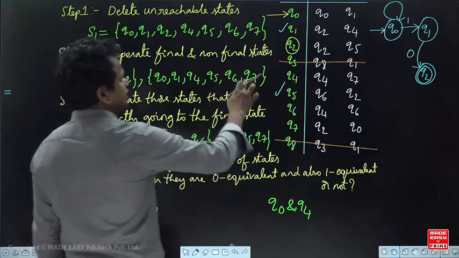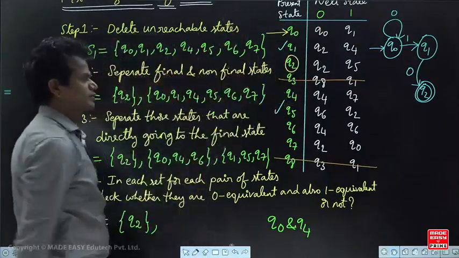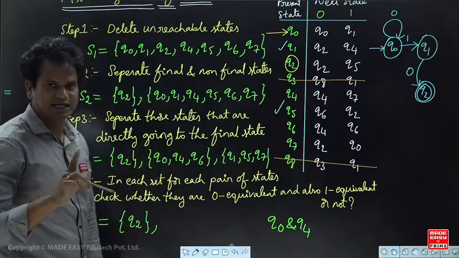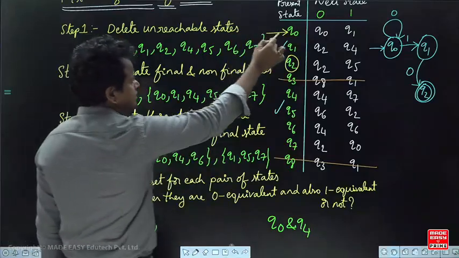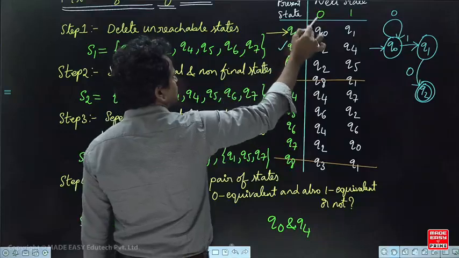Now Q0 on input 0. Where are you going? Are you following? I am checking Q0 and Q4 for 0 equivalence, whether they are 0 equivalent or not. Okay, Q0 on 0. I repeat, Q0 on input 0.